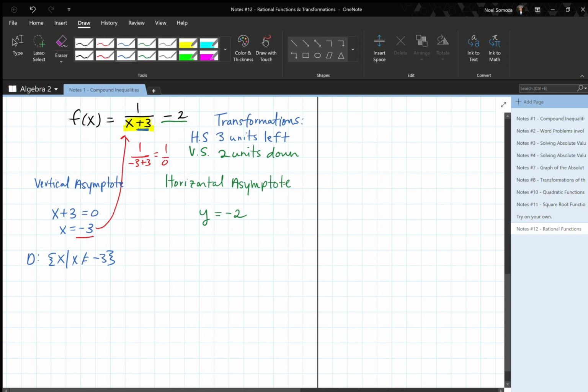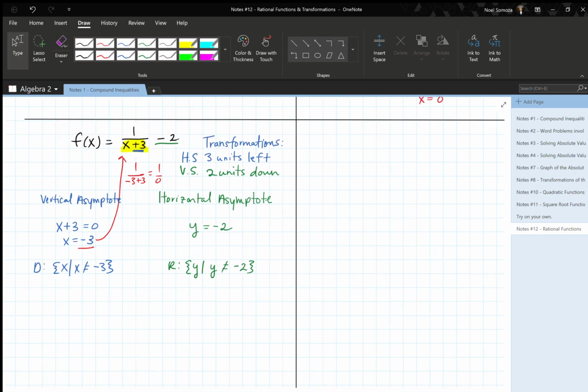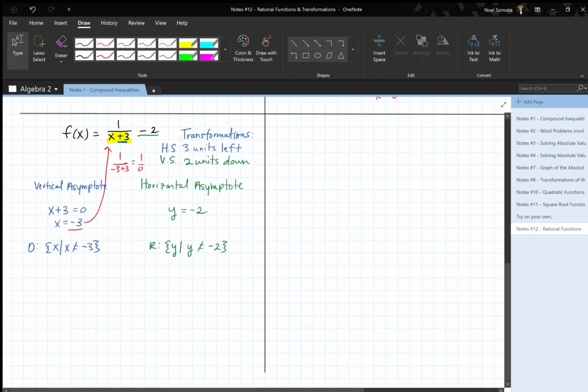And then same thing for the range. In this case, the one value that we're not allowed to be is negative 2. That's the one output that we're going to exclude from the range. So all y values such that y does not equal negative 2. Okay, so domain's all set, and so are our vertical and horizontal asymptotes.